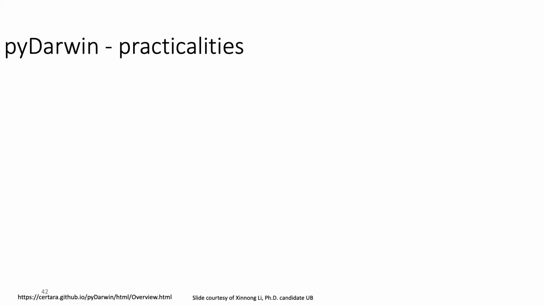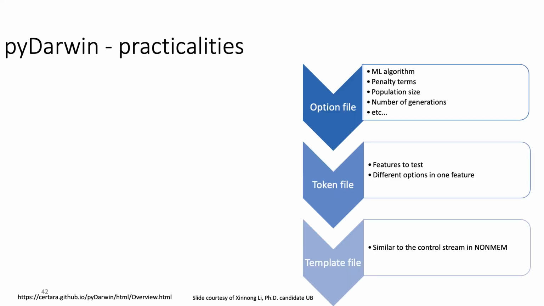Illustrating some of the performance of this implementation, how does one actually implement this? So there are 3 key files that have to be specified. These all have a JSON format. There's an option file, a token file, and a template file.